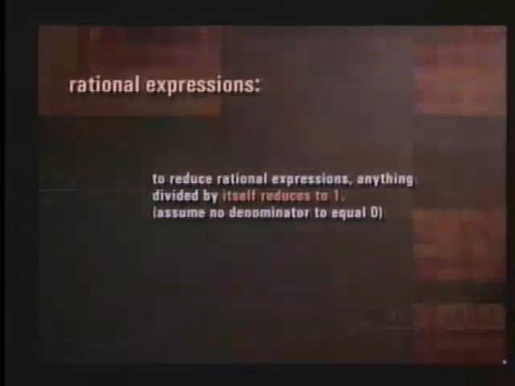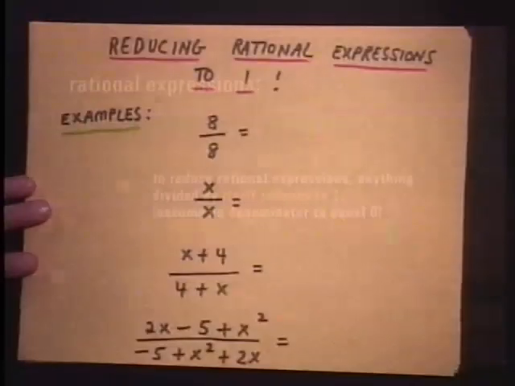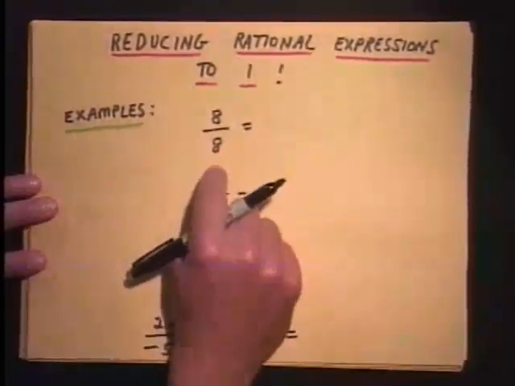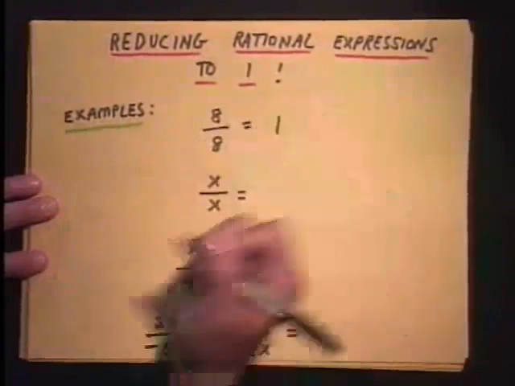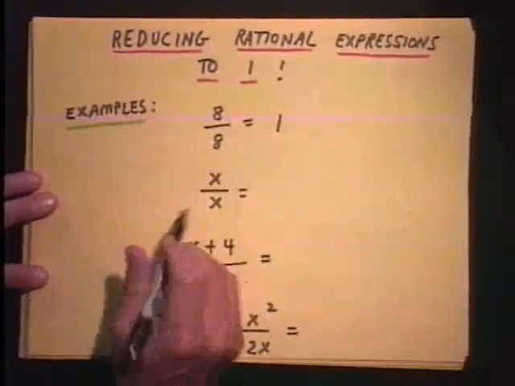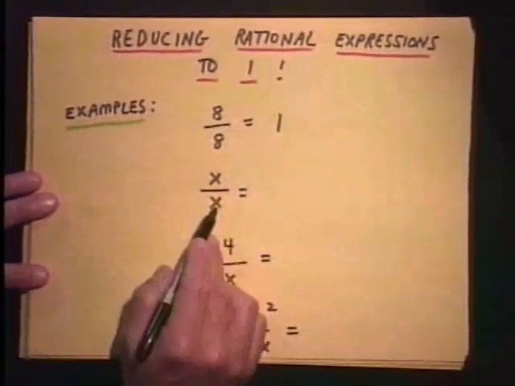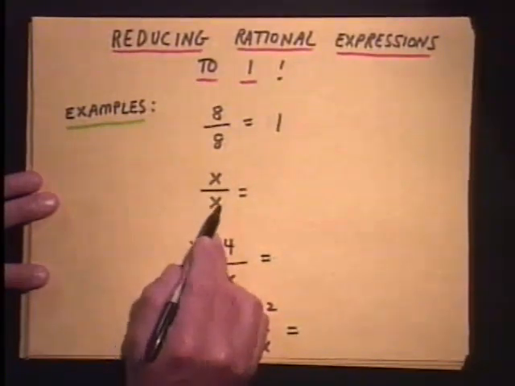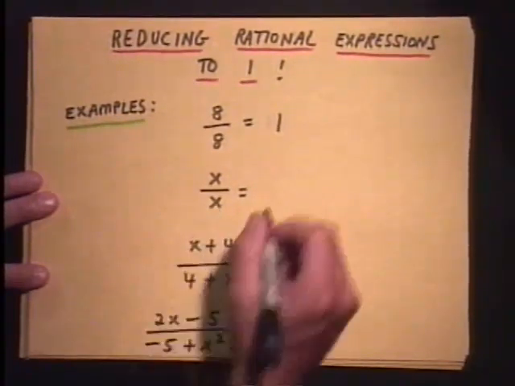It's fun with fraction day. All right, rational expressions. To reduce rational expressions, remember anything divided by itself reduces to the number 1, or uno. Assume no denominator equals 0. All right, so let's look at some examples there. And most of you know these coming in. 8 over 8, Young. 8 divided by 8. Sure, that's 1. Anything divided by itself is 1. Works for variables. x over x. Now remember, x can't be 0 here because we can never have a 0 in the bottom. We talked about that. 1.